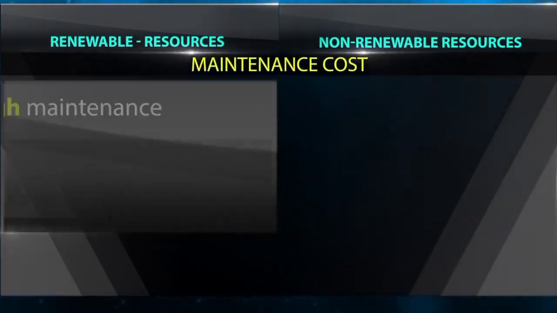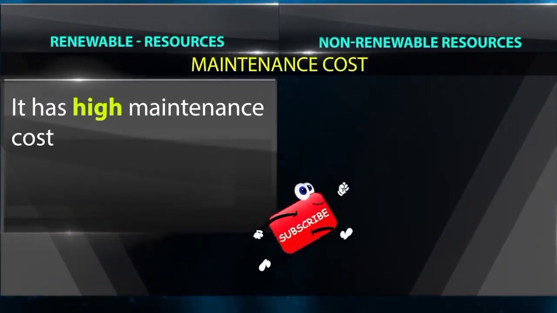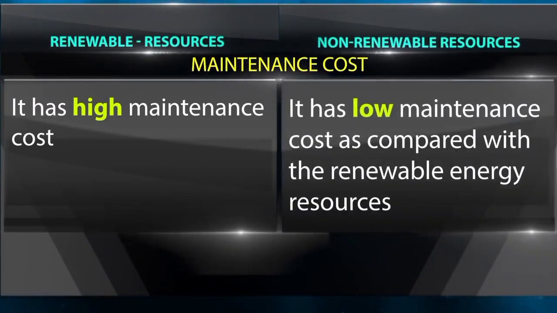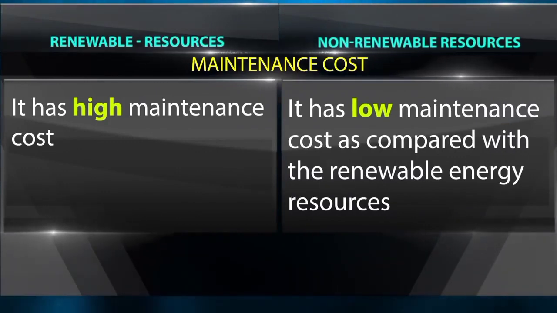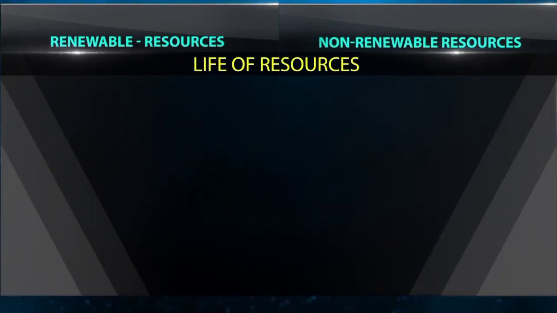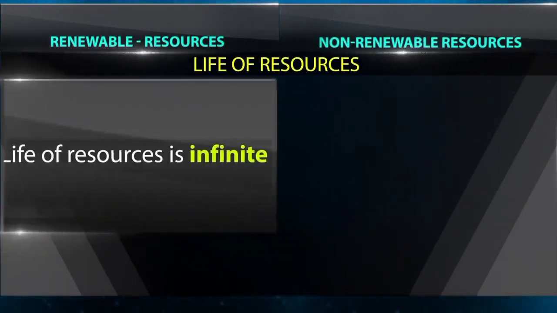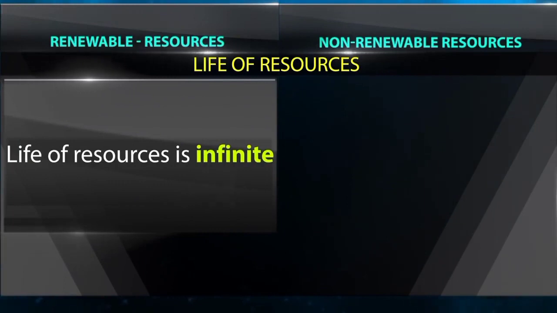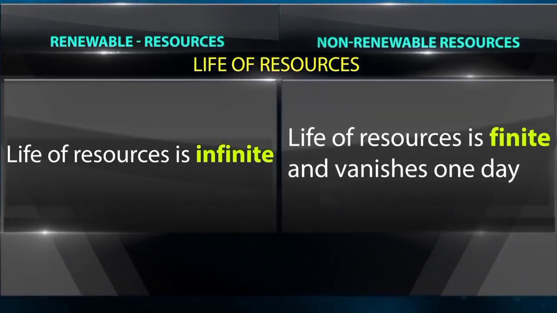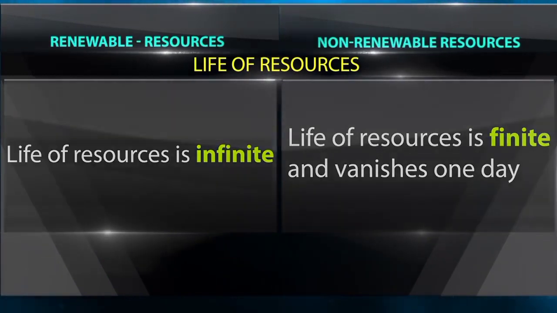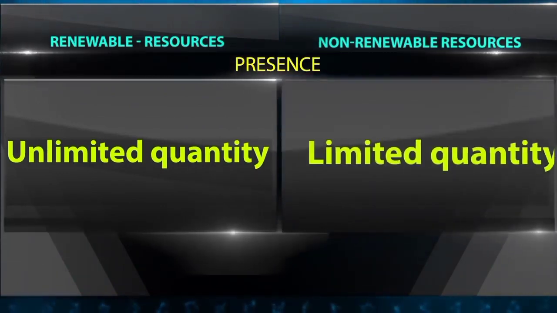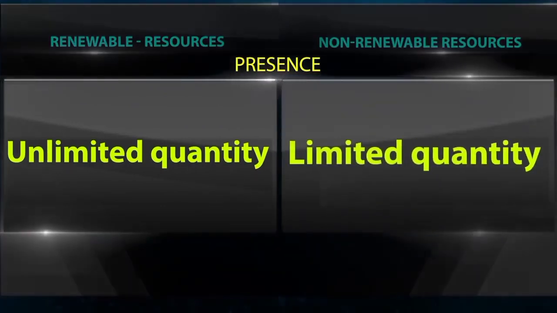Maintenance cost: renewable resources have high maintenance cost. Non-renewable resources have low maintenance cost as compared with renewable energy resources. Life of resources: the life of renewable resources is infinite, whereas the life of non-renewable resources is finite and vanishes one day. Presence: renewable is available in unlimited quantity, whereas non-renewable is in limited quantity.